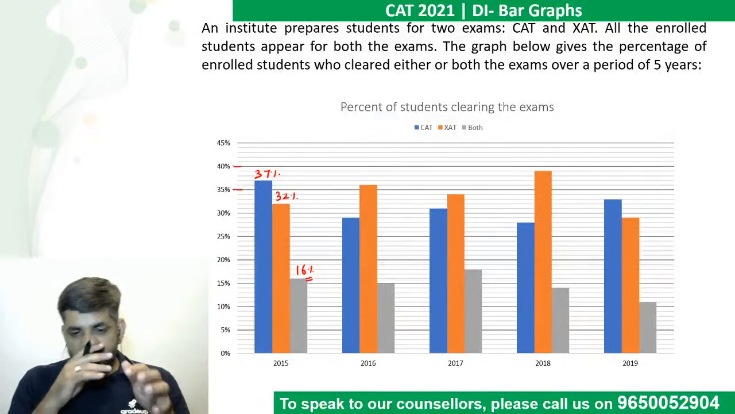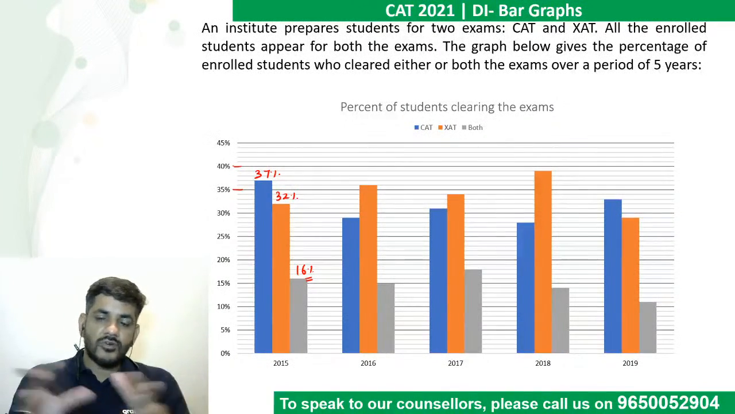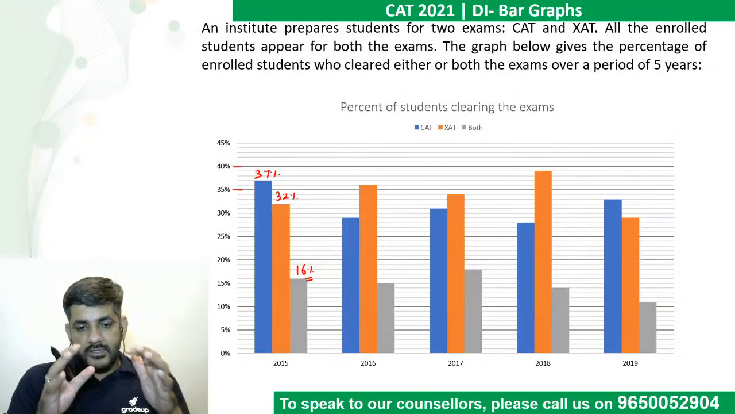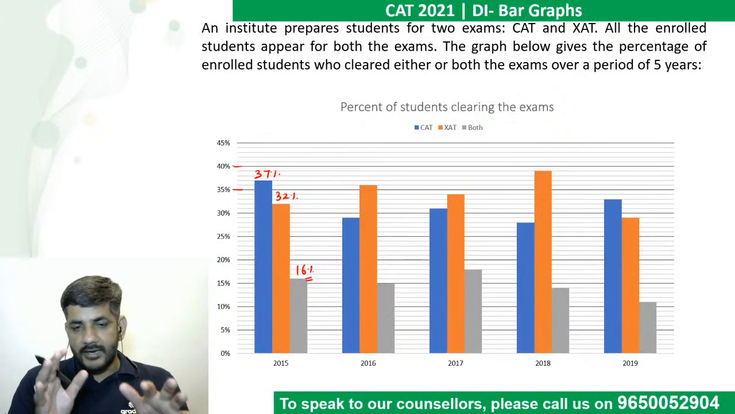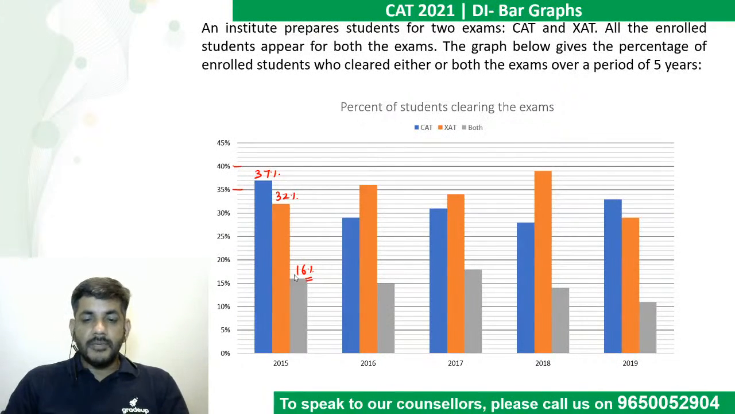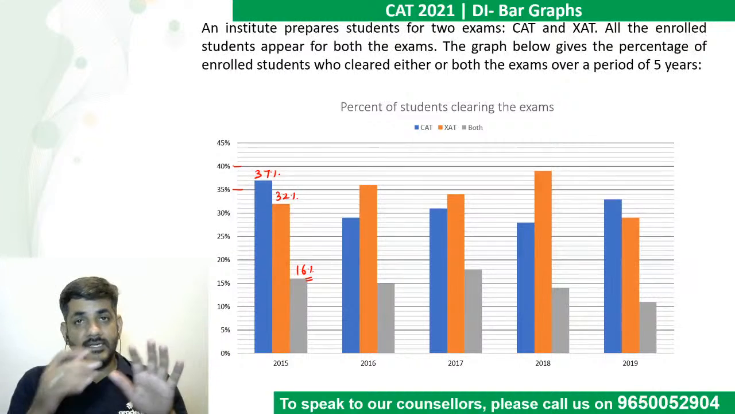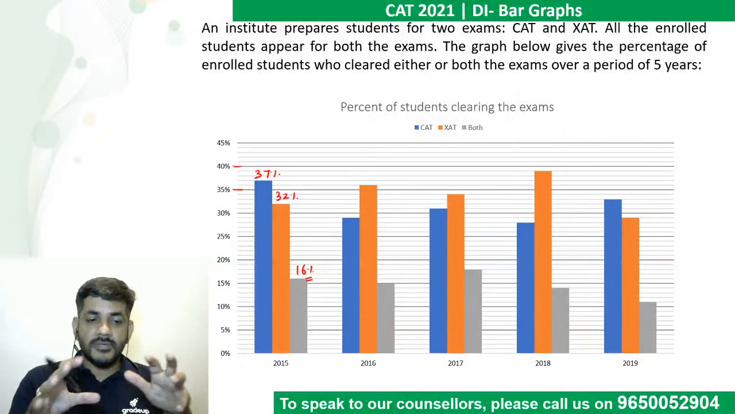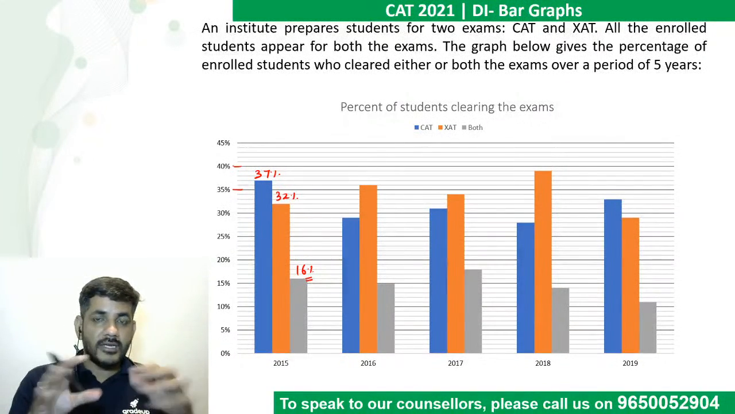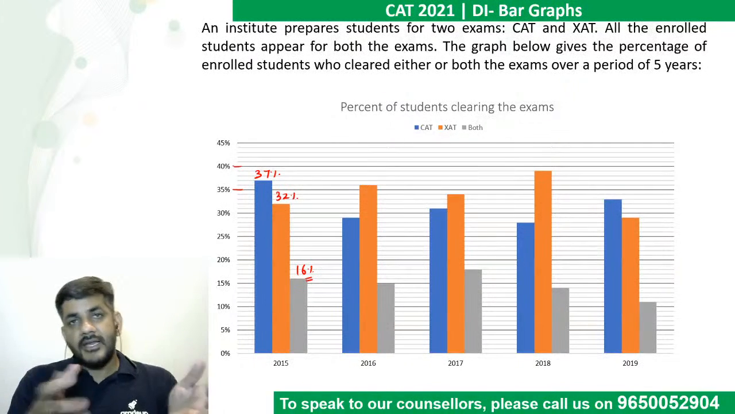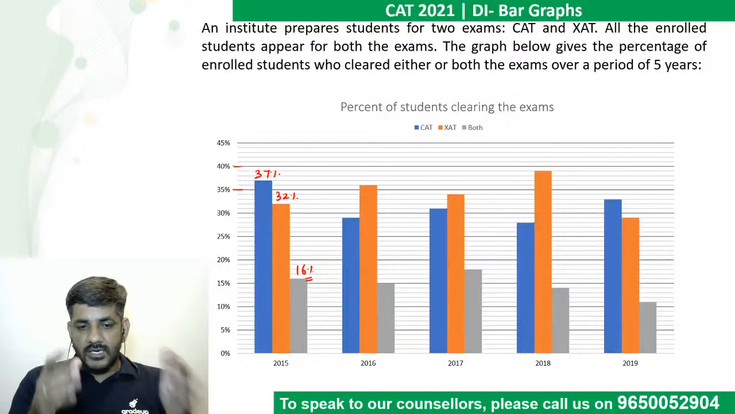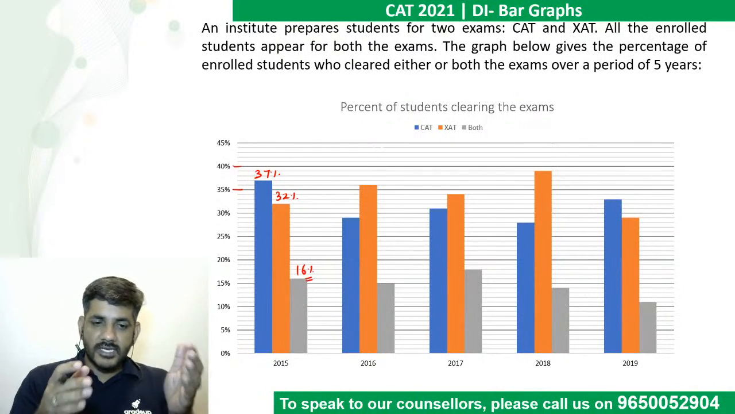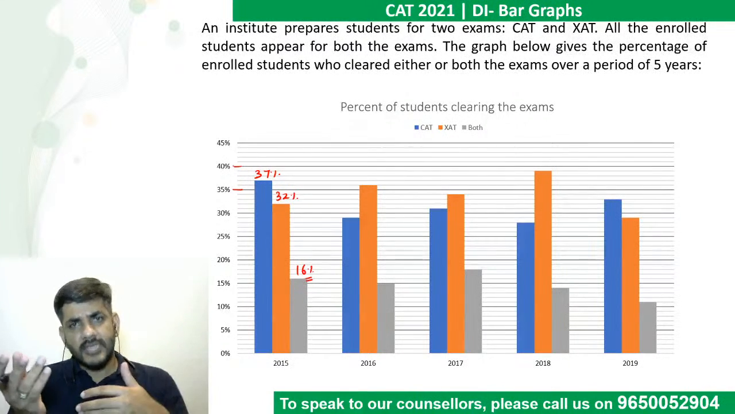Let's completely understand this before moving to the questions. 37% of the people in 2015 cleared CAT. 32% of the people cleared ZAT. Nowhere is it written that these 37% who cleared CAT did not clear anything else. They might have cleared ZAT as well. Similarly, those 32% who have cleared ZAT, you can't say they have not cleared anything else. They might have cleared CAT as well.